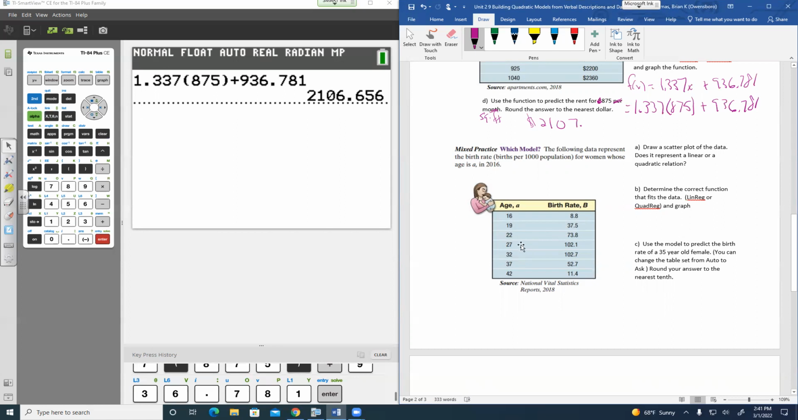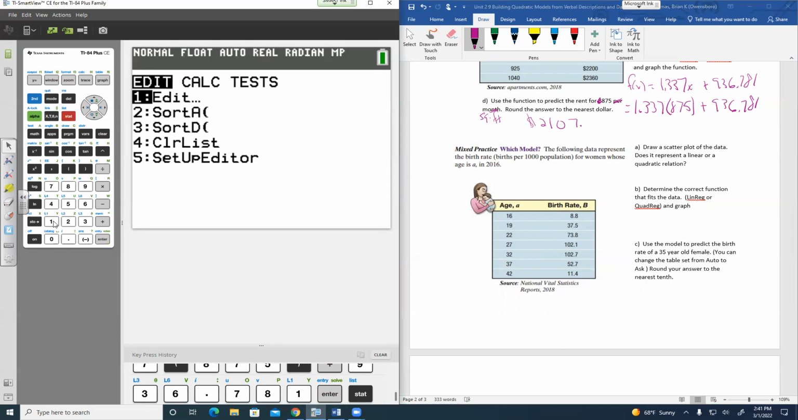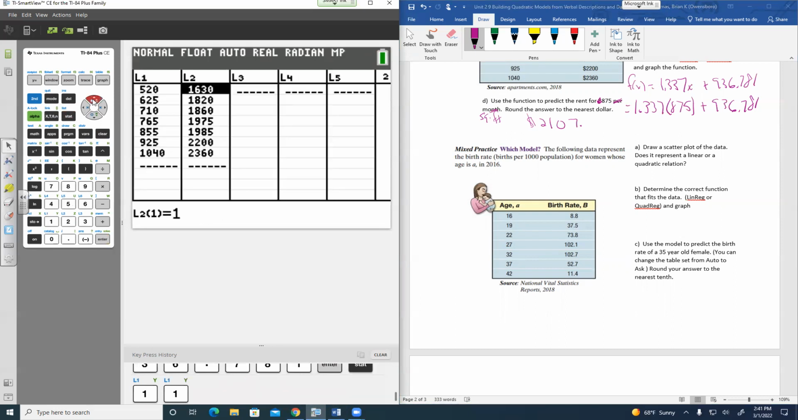Notice how this mirrors a maximum value here. This looks quadratic just by looking at the data. So let's see if we can make a scatter plot that fits that. Let me see here. We go to stat, we want to edit, and we want to clear those off and put some new data in.